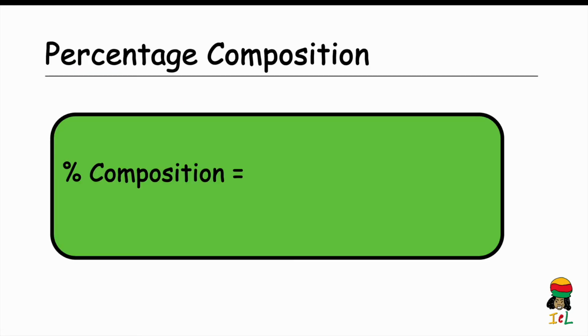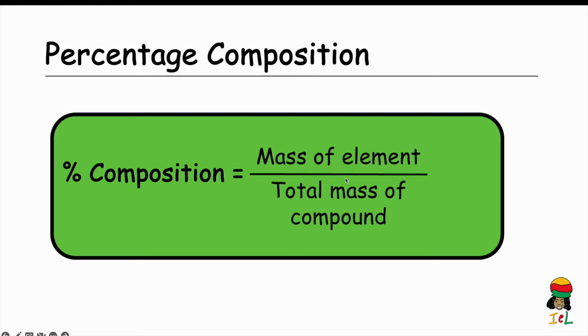To find the percentage composition of an element within a compound, we will use the following equation, where the percentage composition is equal to the ratio of the mass of the element divided by the total mass of the compound. The ratio of the masses is then multiplied by 100 to express the answer as a percentage. Note that the mass used in the equation can either be the relative mass or the molar mass. So if you're going to use the relative mass for the element, then you use the relative mass for the compound. If you're going to use the molar mass for the element, then you use the molar mass of the compound.